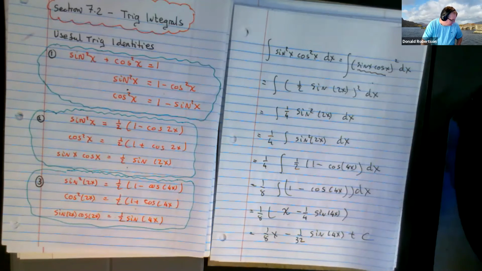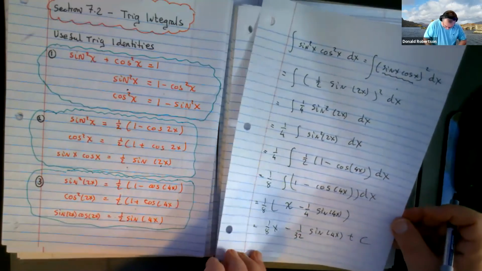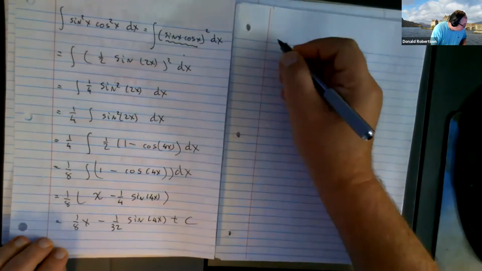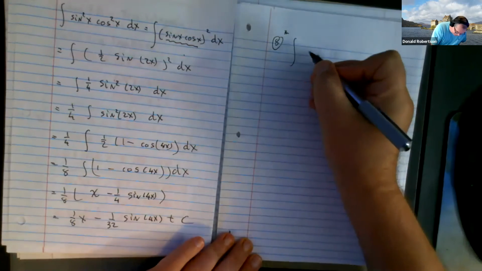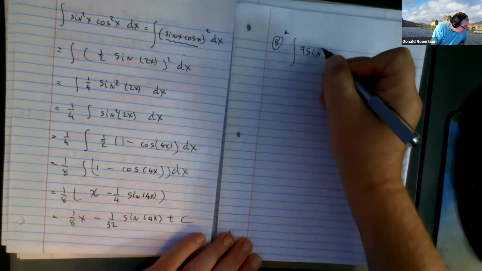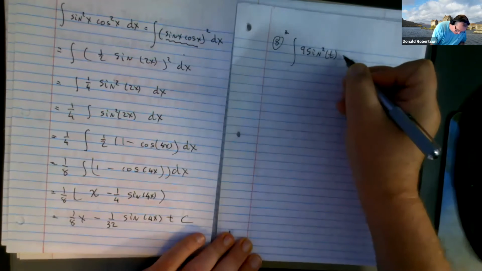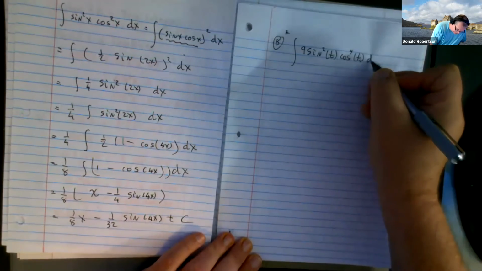Seeing if I can find the guy I'm looking for. Yes, I found him. This one is question 8, or at least a version of 8. And they've got a number, so I might as well put a number in. We have sine squared t cosine to the 4th t dt.